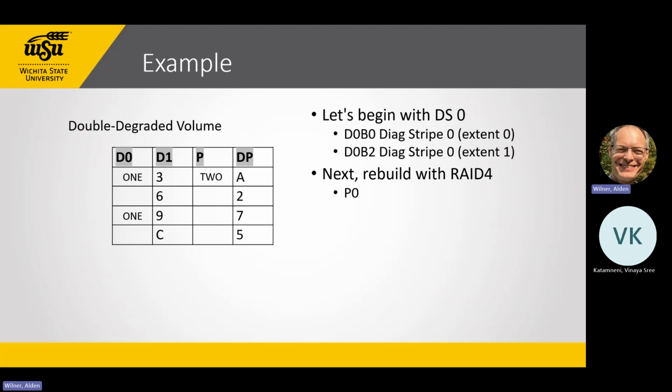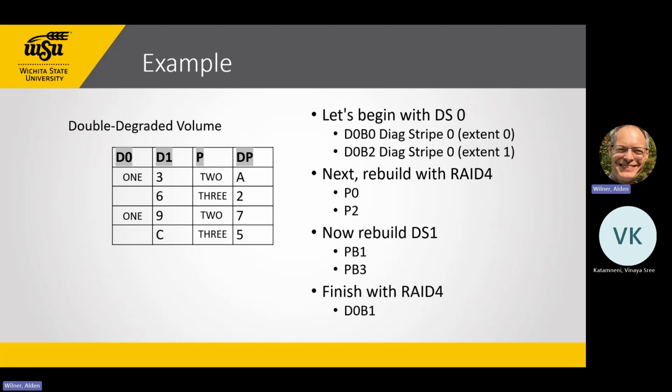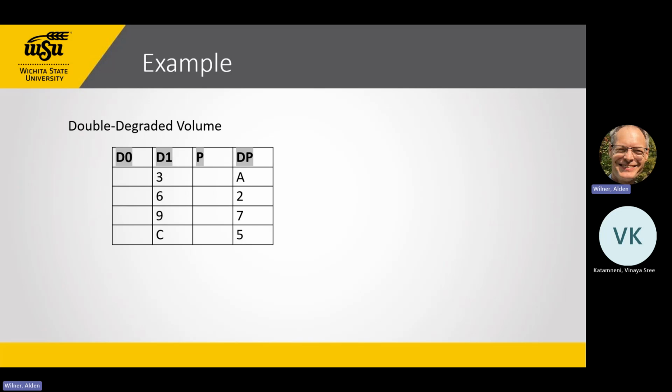Second step, P0 and P2, okay? And then we're going to, so we stitched our way forward. Now we're going to rebuild diagonal stripe 1. So we can start here because this is not part of any diagonal stripe, right? That's a horizontal stripe. So we're going to rebuild that as the third step, and then the fourth step is to use the RAID 4 and copy back to diagonal drive 0 block 1 and drive 0 block 3. So we've successfully rebuilt it.